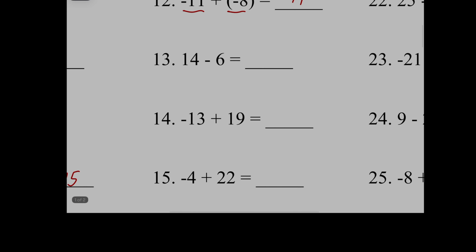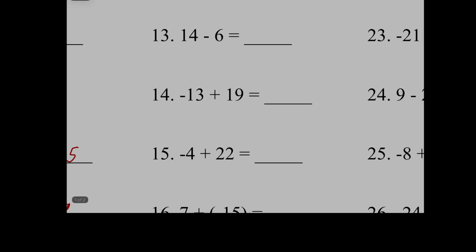Number 13 is a subtraction problem. I know you can do 14 minus 6, but let's just do this anyway. Signs are different. Subtract, keep the sign of the bigger number. Okay? Number 14, it's an addition problem. Signs are different. Subtract, keep the sign of the bigger number. Number 15, signs are different. Subtract, keep the sign of the bigger number.